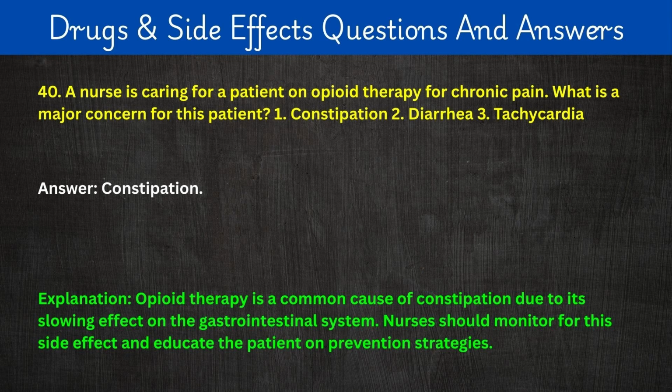40. A nurse is caring for a patient on opioid therapy for chronic pain. What is a major concern for this patient? 1. Constipation. 2. Diarrhea. 3. Tachycardia. Answer: constipation. Explanation: opioid therapy is a common cause of constipation due to its slowing effect on the gastrointestinal system. Nurses should monitor for this side effect and educate the patient on prevention strategies.